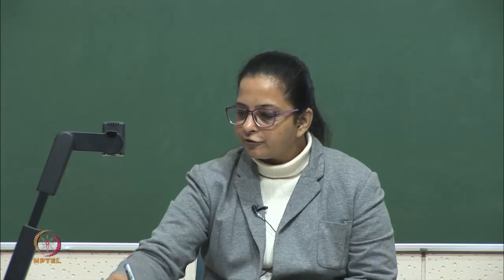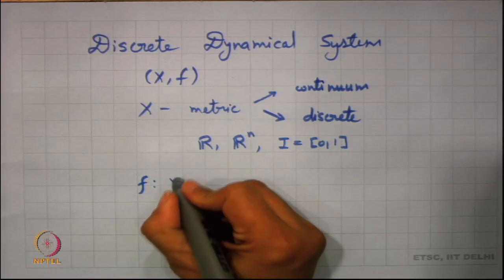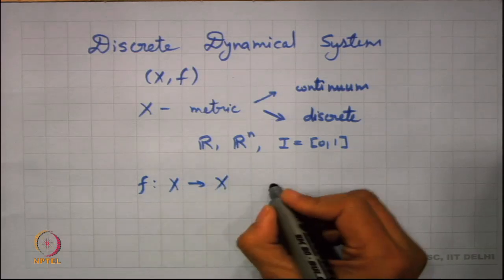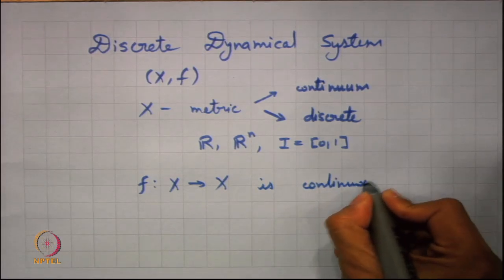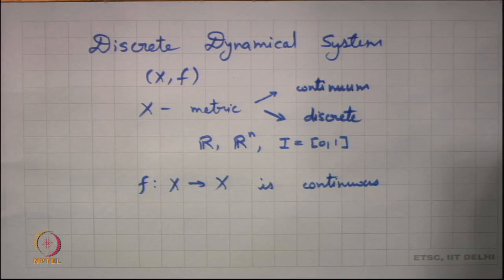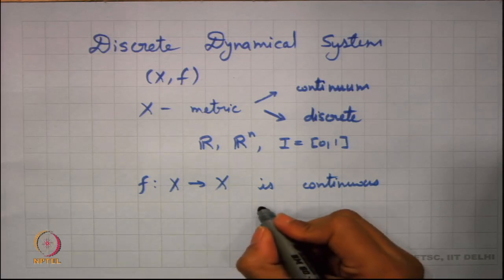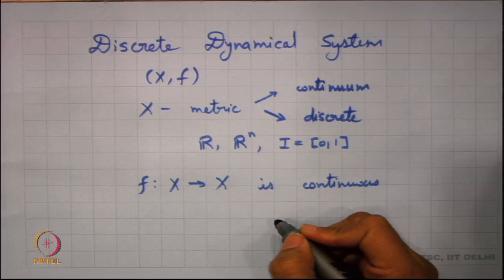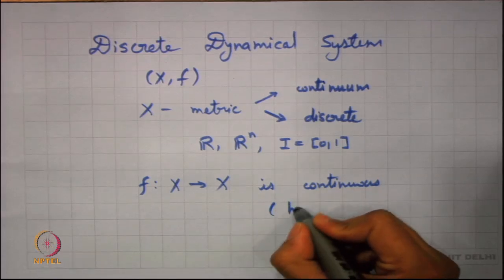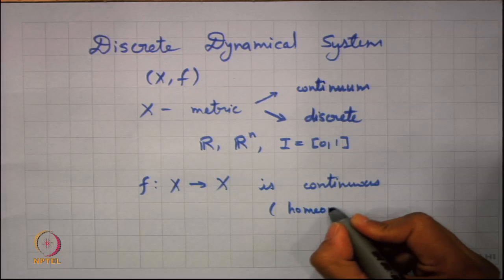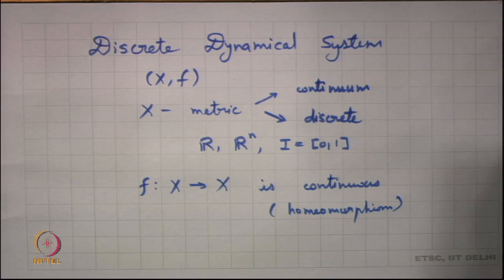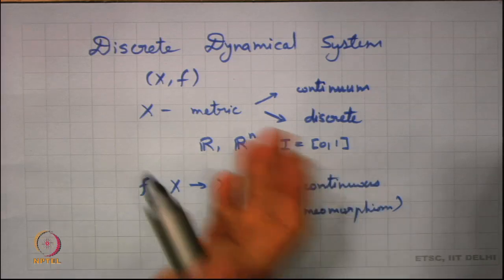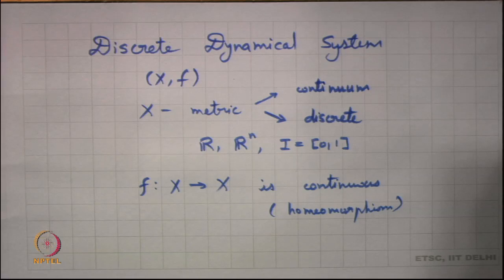And then what is our f? My f is just a function from x to x, and this is continuous. Yes, I could think of this to be a homeomorphism. In that sense, I want my f to be invertible also. Depending on what my x is, supposing I give some kind of manifold structure to x, I can think of this to be also a diffeomorphism, right.